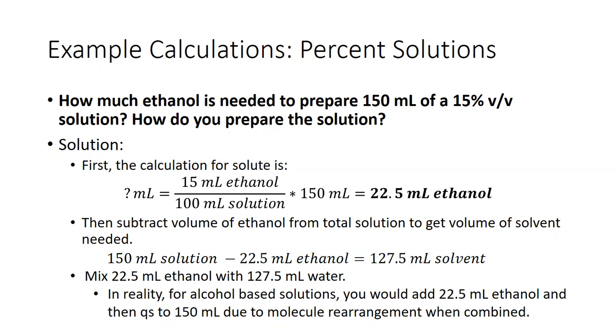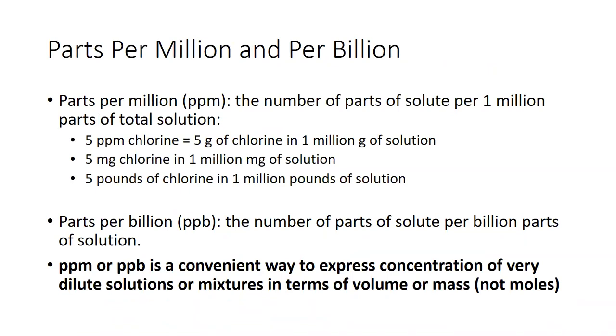This could be done in a 150 mL volumetric flask. Because if you just added the 127.5 milliliters of water, you'd actually underestimate and not make enough. You wouldn't make 150 mLs of solution in total, thanks to molecular rearrangement. All right, so now we're going to talk about parts per million and parts per billion.